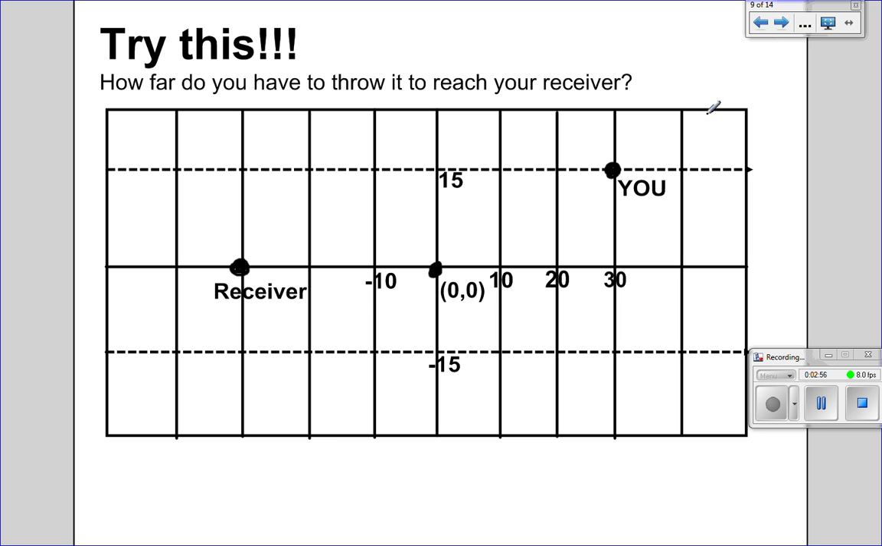Here's another football question where you're standing and you're throwing it to your receiver. I guess you can consider this football, frisbee, soccer, how far you kick the ball. You could use this for a lot of situations. Pause the video at this point and try this question out.